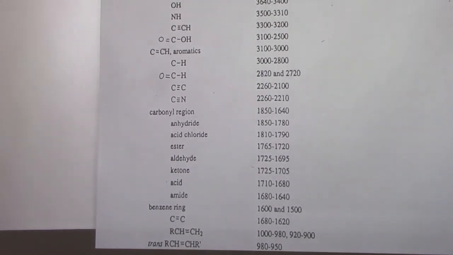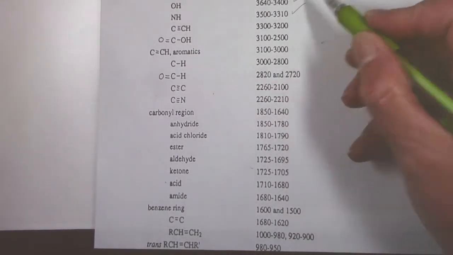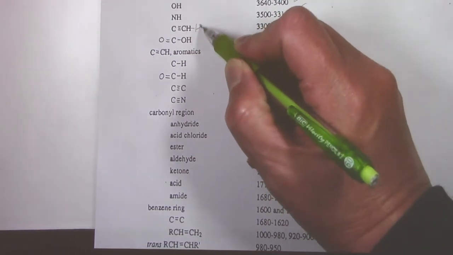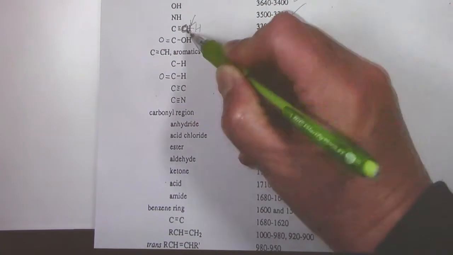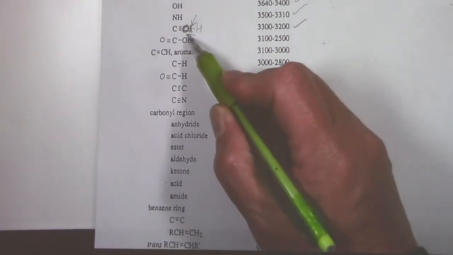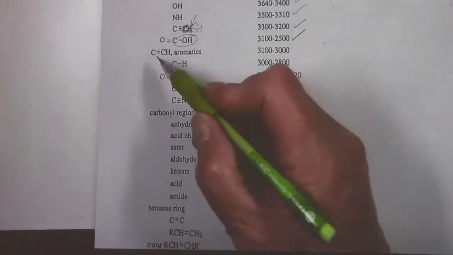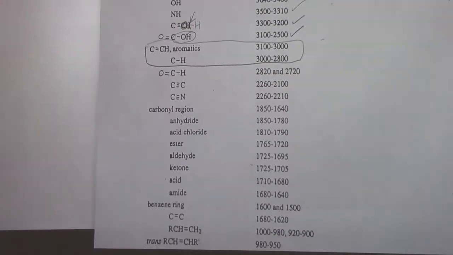There we go. So you will have to know OH, you will have to know NH, you will have to know this is the CH bond here of a triple bond. You will have to know that. This is that part of a carboxylic acid. You will have to know that. These two I want to very specifically talk about.